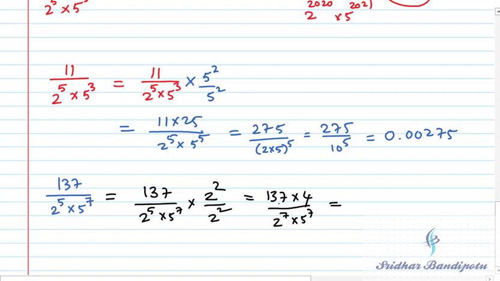Now multiply 137 into 4: 7 into 4 is 28, 4 into 3 is 12 plus 2 is 14, 4 plus 1 is 5, 548 by 10 to the power of 7. Therefore the decimal form is 0.00000548. So in this way we can write the decimal form of rational numbers without performing long division.